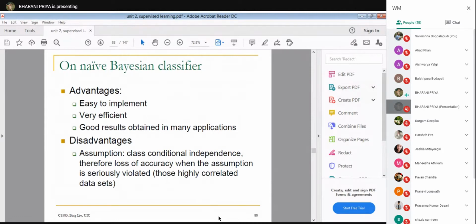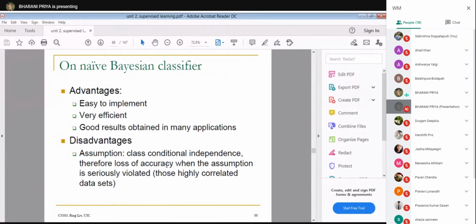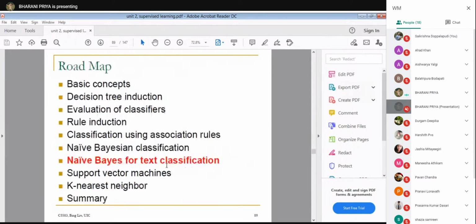The advantage of Bayes classifier is that it is easy to implement, very efficient, and we can obtain good results for many applications. The main disadvantage is that we are assuming the attributes are independent of each other, and if this is violated, then you will get incorrect results.